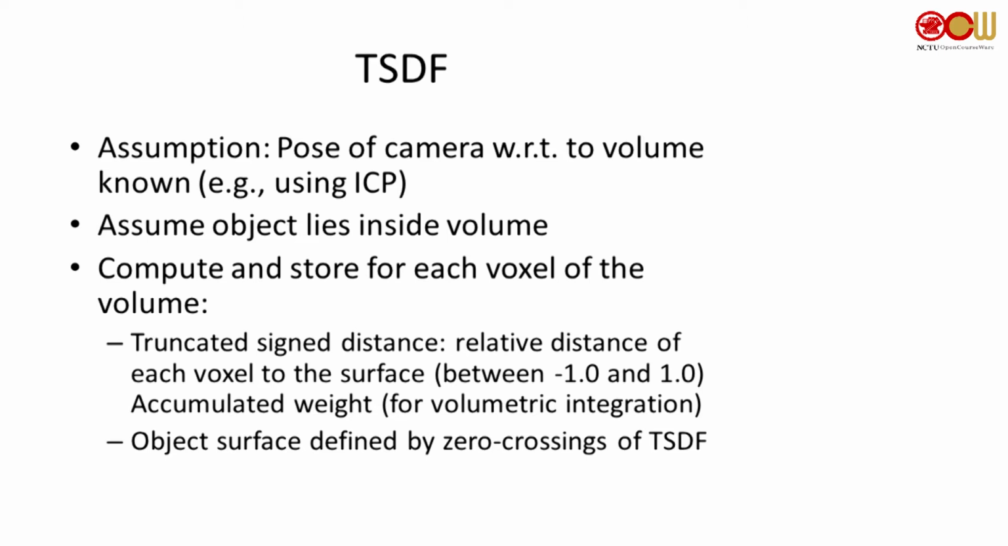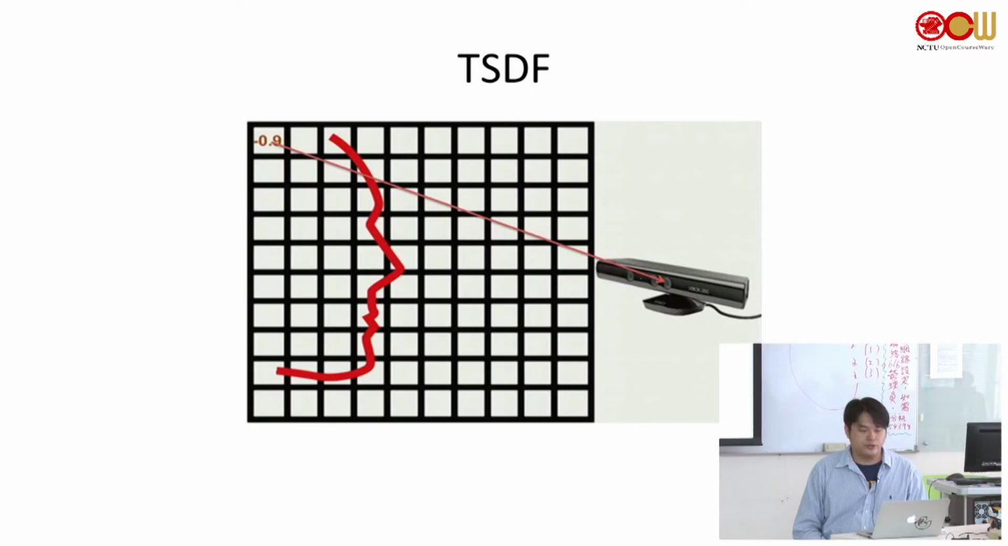One is the truncated signed distance. The other is the weight. And we want to find the zero crossing of the TSDF. From those descriptions, it must be very confusing, so let's try to see this with some visualization here.